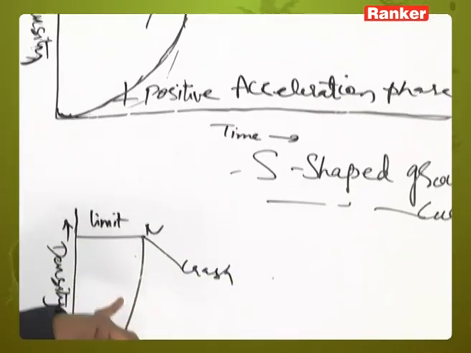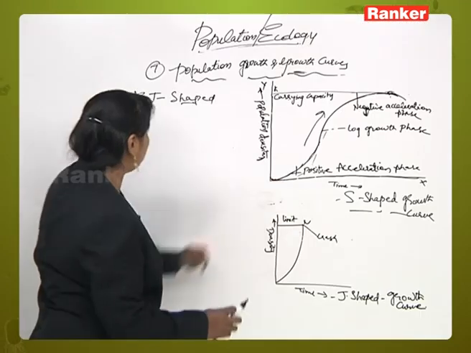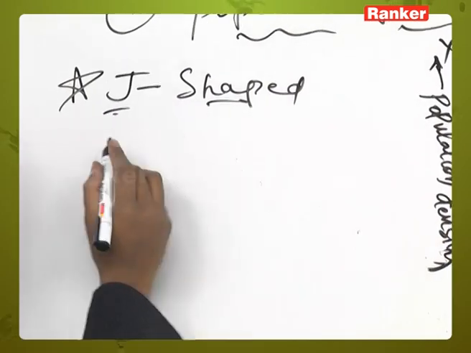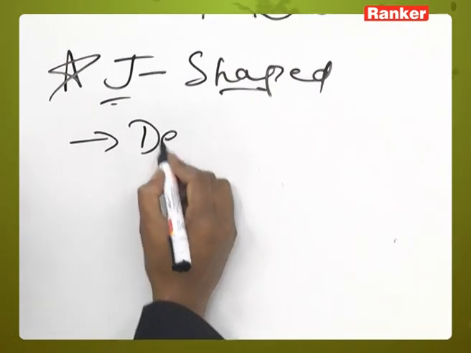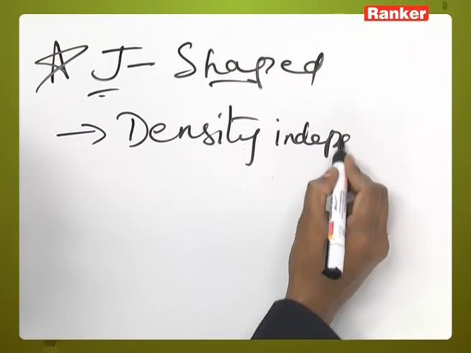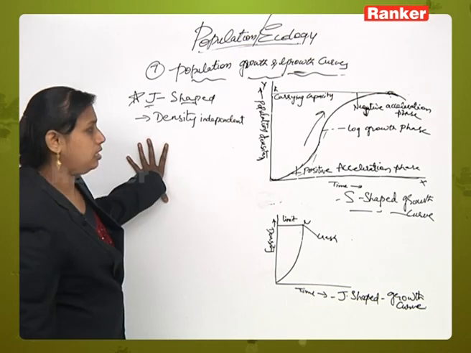Another type of growth curve we are supposed to study is called the J-shaped growth curve. This is also very important here. J-shaped curve, like the S-shaped curve, is also called a density independent curve.